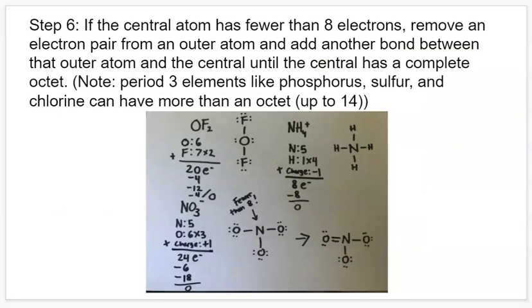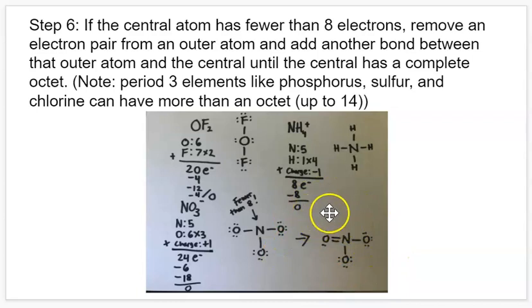All right, step 6: if the central atom has fewer than 8 electrons, which we just noted was the case for the nitrate molecule, we're going to remove an electron pair from an outer atom and add another bond between the outer atom and the central one until it has a complete octet. So we noted that the nitrogen needed 2 more electrons, so it's going to need to make another bond with one of the oxygens. So in this case, we could take a lone pair of electrons from this oxygen, and then turn it into a double bond with the nitrogen. And then we end up with this structure.